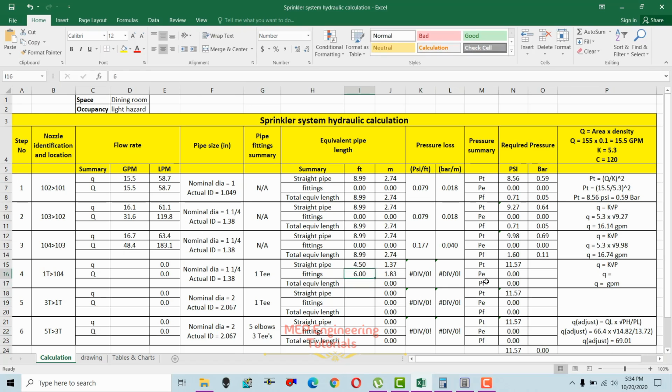It will automatically convert into meters, and then total equivalent length equal to this one plus straight pipe plus fitting, that is 10.5 feet or 3.2 meters. So now what we have to do is we have to calculate the Q again. Q is equal to K into square root of P.